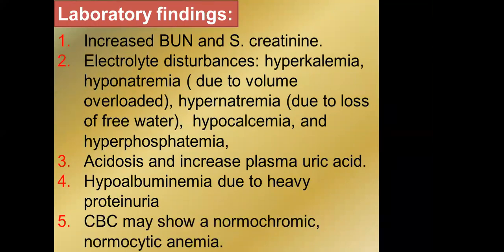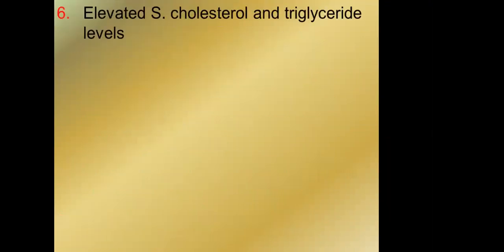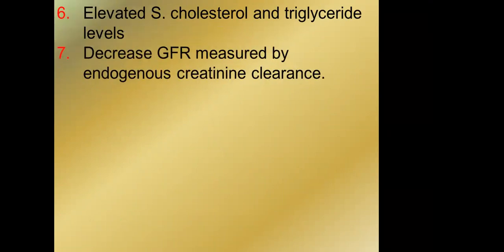Complete blood count may show normochromic normocytic anemia, as I said, either due to dilutional anemia or to the decrease in erythropoietin production. Also we have elevated serum cholesterol and triglyceride levels and decreased glomerular filtration rate measured by endogenous creatinine clearance.